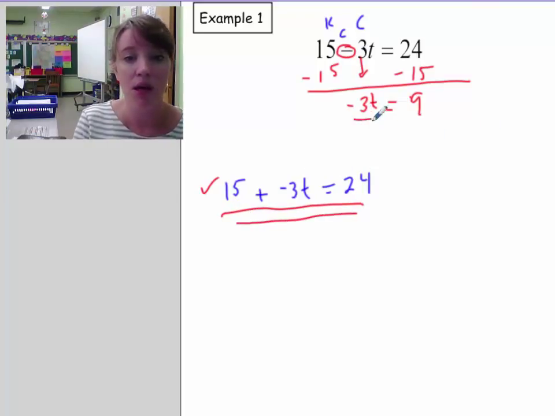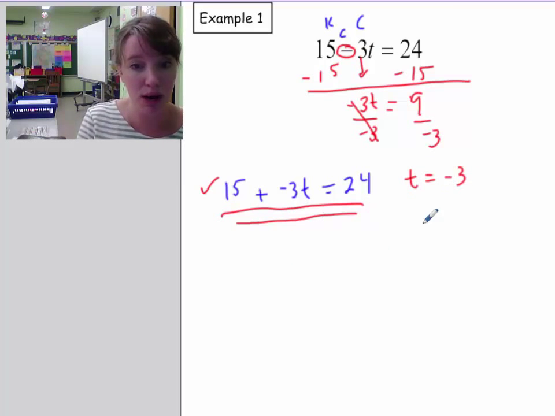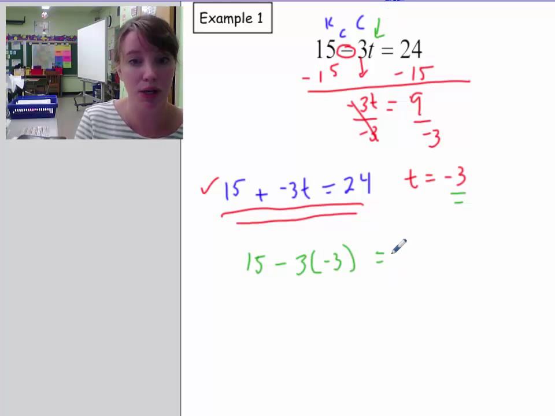Now to isolate the variable further, we would divide each side by negative 3, so you have t is equal to negative 3. You know this is correct because if you put this back in, I don't need to write the t, because I'm substituting the value of t back in for the t in the original equation.